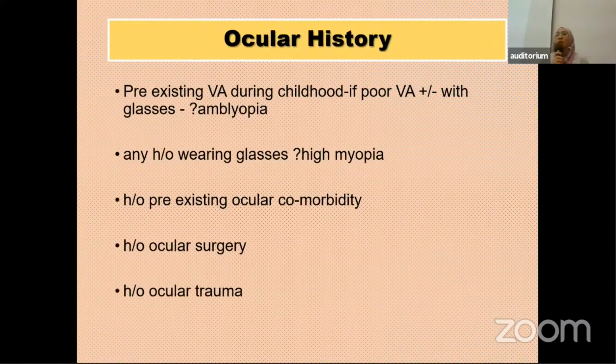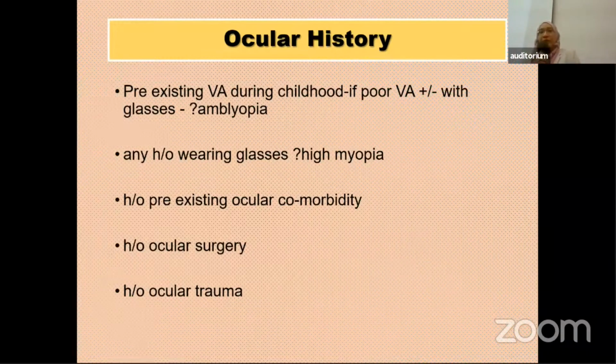In ocular history, we need to ask the patient about the pre-existing visual acuity, especially during childhood, if we suspect this patient has a history of myopia. For example, a patient had already reduced vision since childhood with or without glasses. Okay, so it might suggest myopia. This is very important before you proceed with any cataract surgery because it guides the visual prognosis, and then we need to explain to the patient the vision might not improve much after cataract surgery.